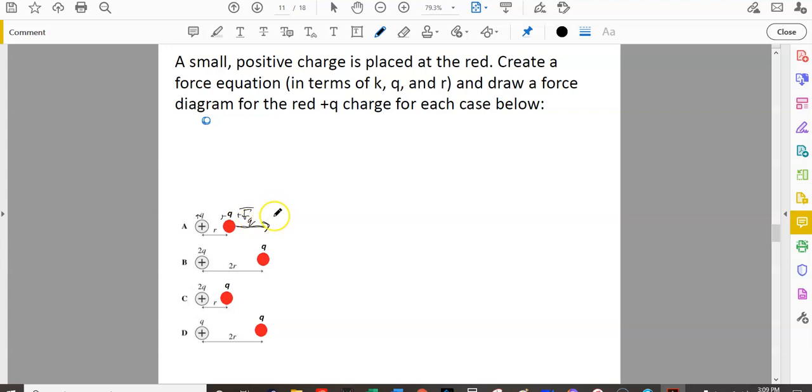There are no other forces acting on the red charge because we're only looking at the Coulomb force in these problems. So now we're going to sum the forces in the x direction on this red charge, and it's got the Coulomb force, and that's equal to its mass times its acceleration.